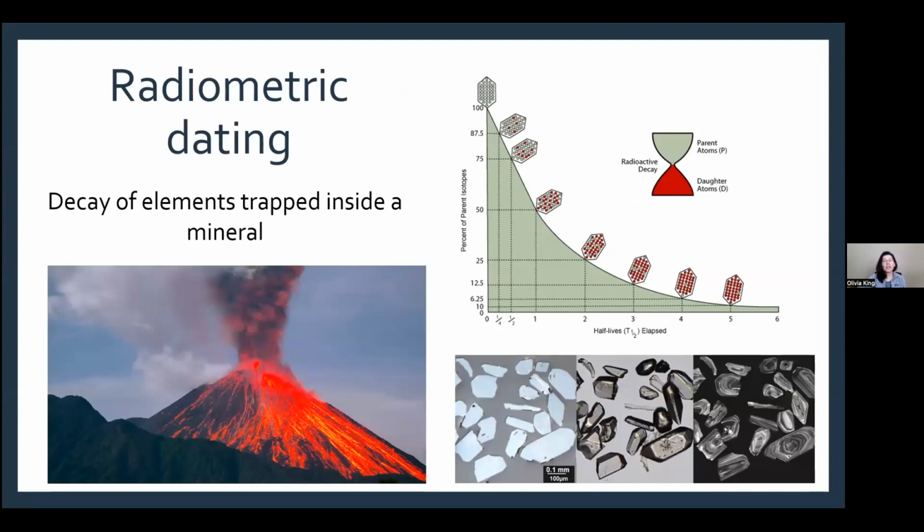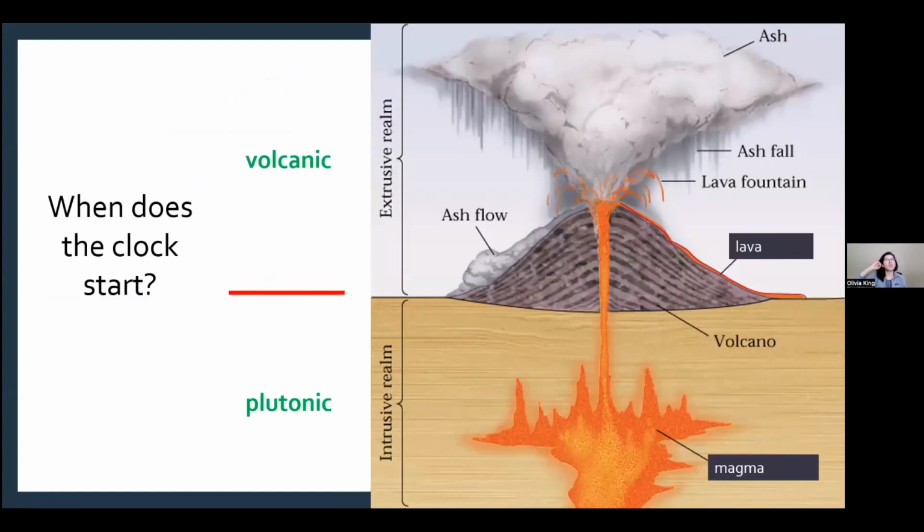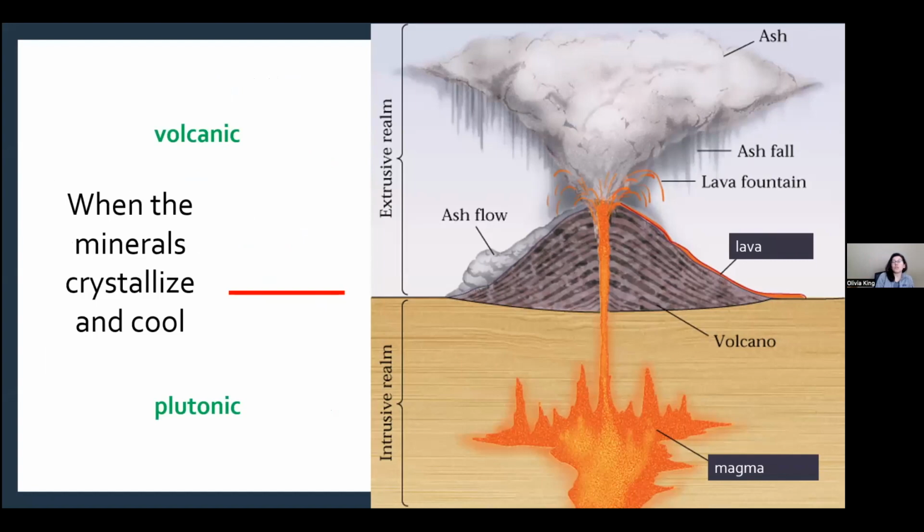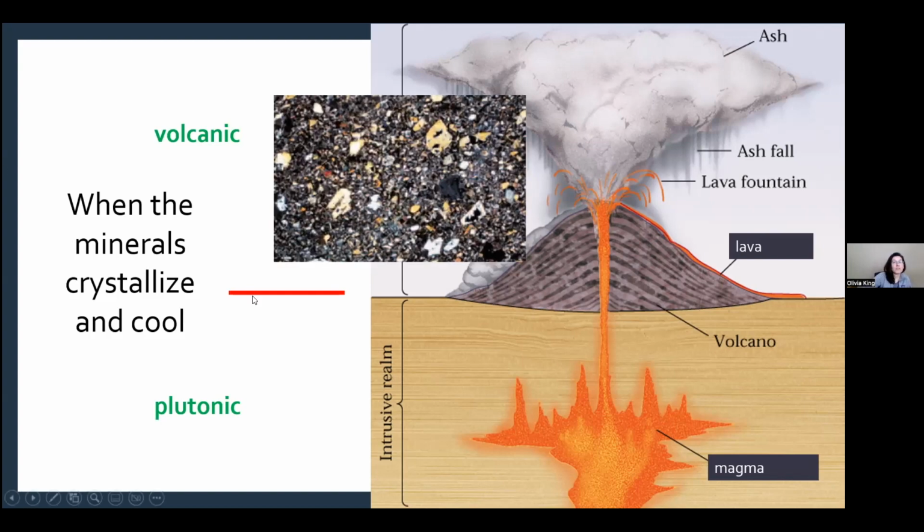Radiometric dating, we're looking at the elements that are trapped inside minerals and looking at the rate of decay over time. The clock starts for these elements and their rate of decay when you have either extrusion of ash or magma starting to solidify, and you get these minerals crystallizing and cooling. At that point you have the clock basically starting. However, finding ash layers or different types of volcanic layers can be very, very difficult sometimes, especially in the Carboniferous.